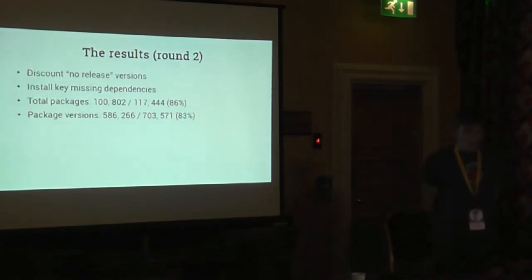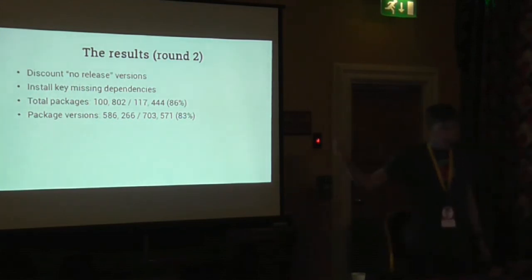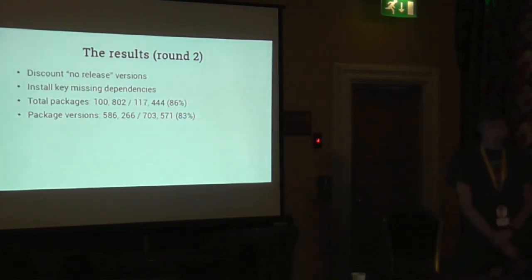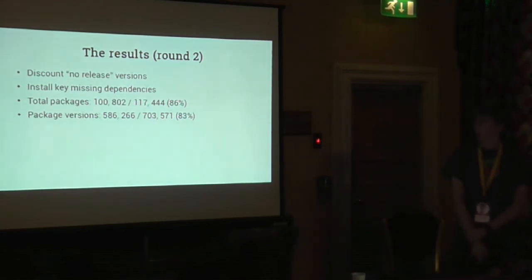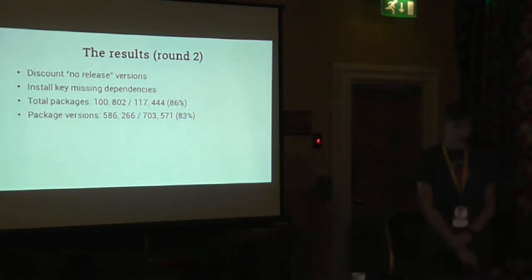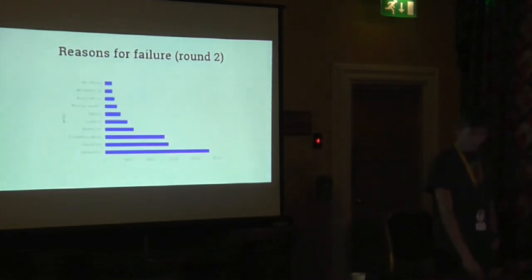So yeah, we were able to discount the no-release versions, and we did some analysis on this and looked at the key missing dependencies and installed all of those. So we were able to get that up to 86% of packages we have a successful build for, and 586,266 package versions successfully built, up to 83%.